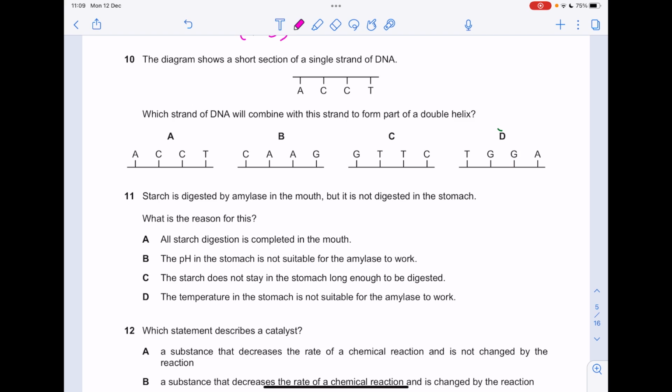The diagram shows a short section of a single strand of DNA. Which strand of DNA will combine with this strand to form part of a double helix? So we need to keep the DNA bases here, A, T, C, G. And then just work out the base pairing rules. Remember, it's A goes with T, C goes with G. So we need an answer which is TGGA. That's why D is the answer.